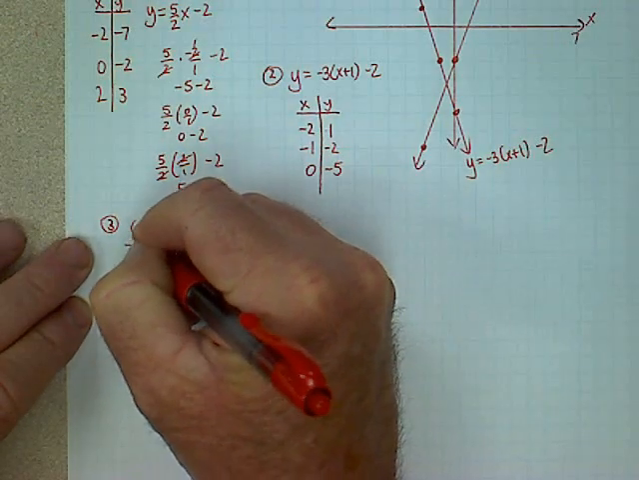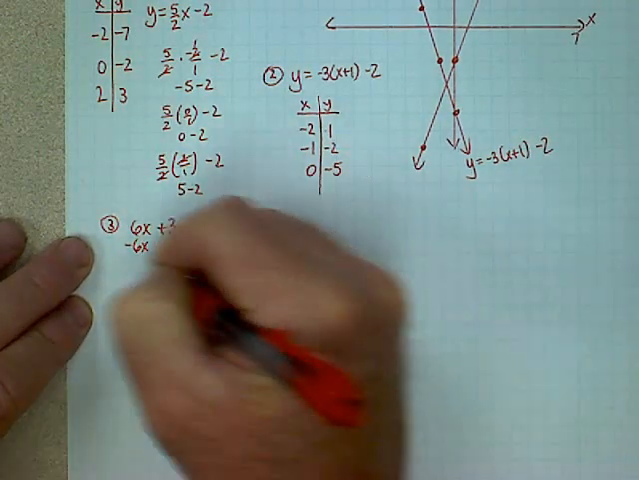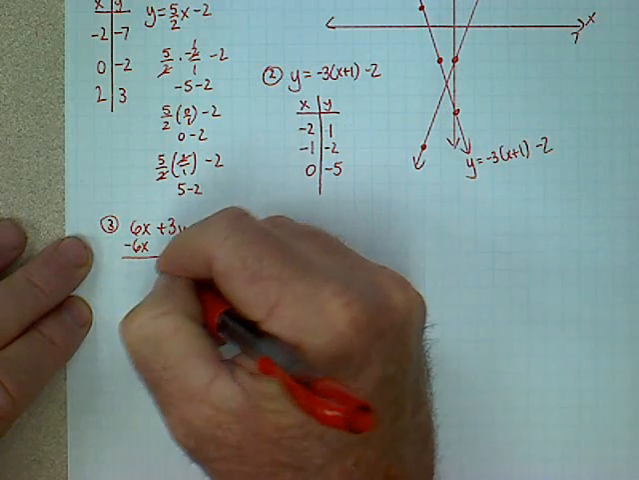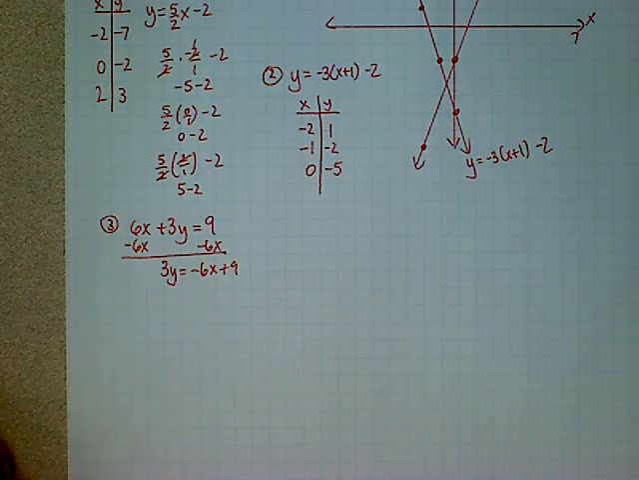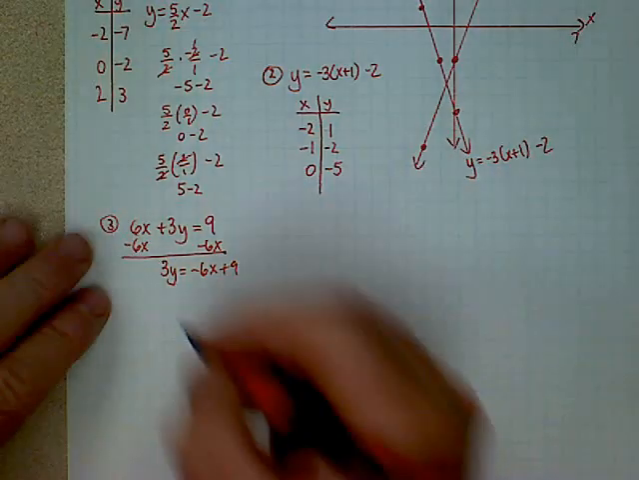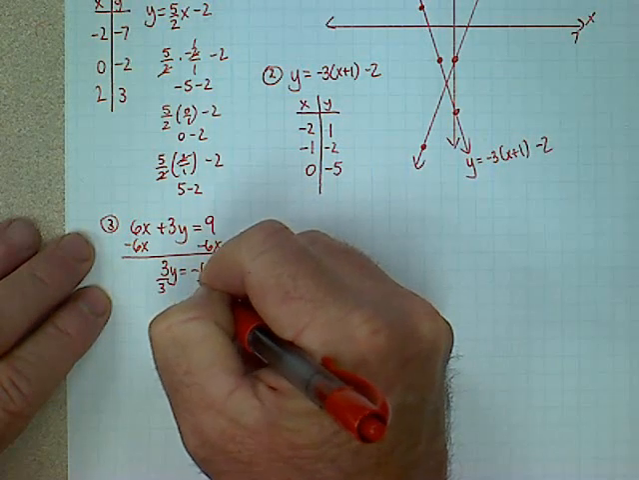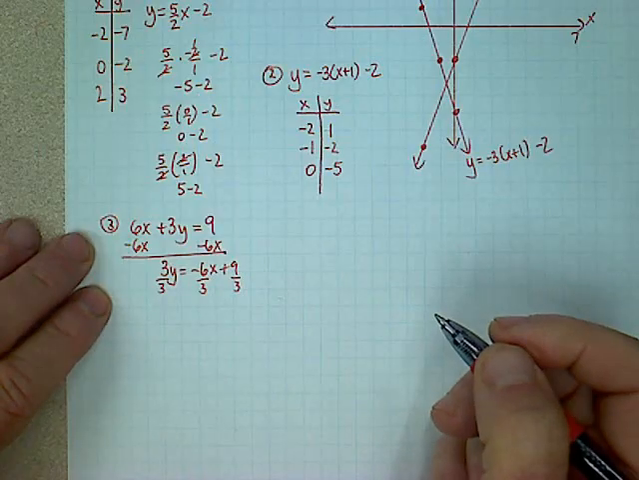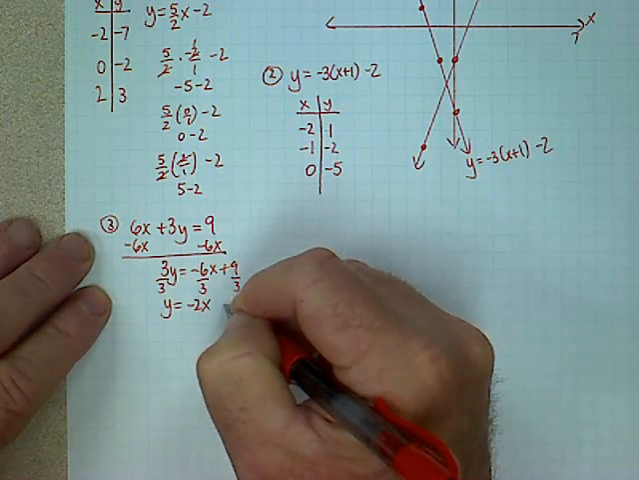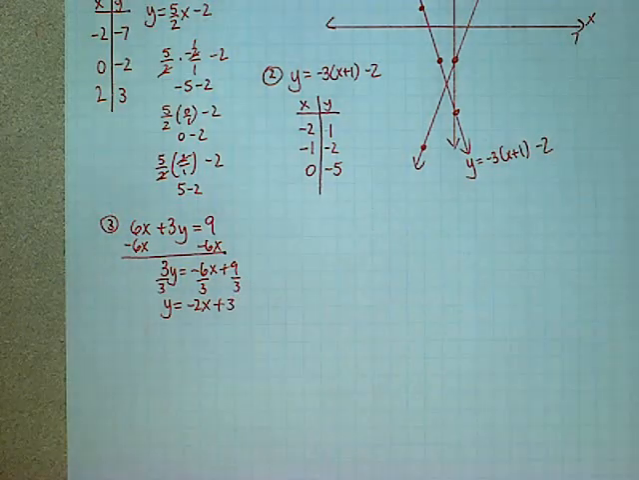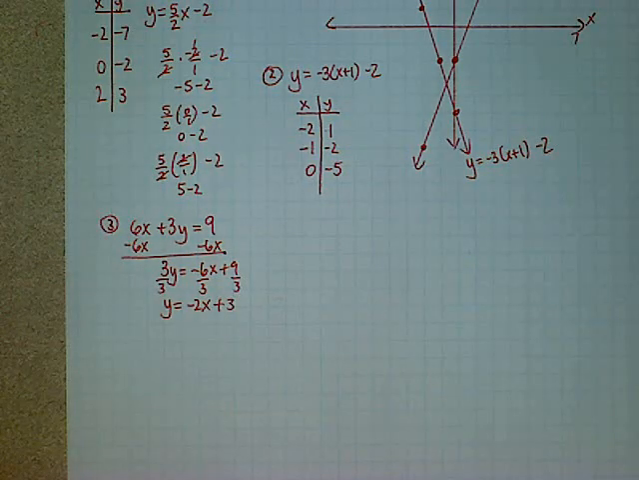So now what we're going to do is subtract 6x to the other side. Go ahead and do that. You'll have 3y equals negative 6x plus 9. And then you'll go ahead and divide each part by 3. Divide by 3, divide by 3, divide by 3. If you've done that, you'll have y equals, this is going to be negative 2x plus 3. Okay, set up, ready to go for making a table.